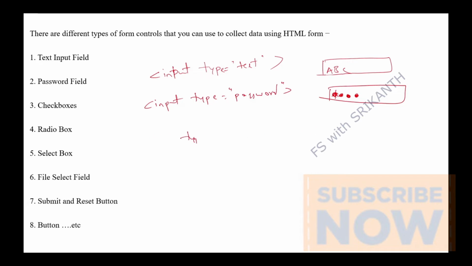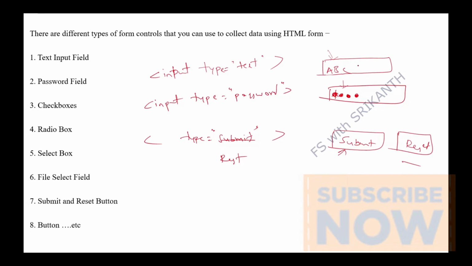And when we are using type equal to submit, automatically it creates one submit button. And when we use reset, automatically it creates a reset button. The two functionalities are different. What is meant by submit? When the user clicks this button, the data the client entered in these fields will be shared to the particular server. And reset, whatever the user entered, the entered fields will be cleared. Suppose we entered ABC and some password, that information is completely erased.